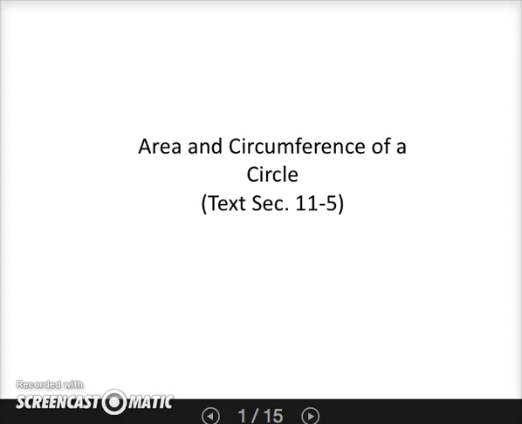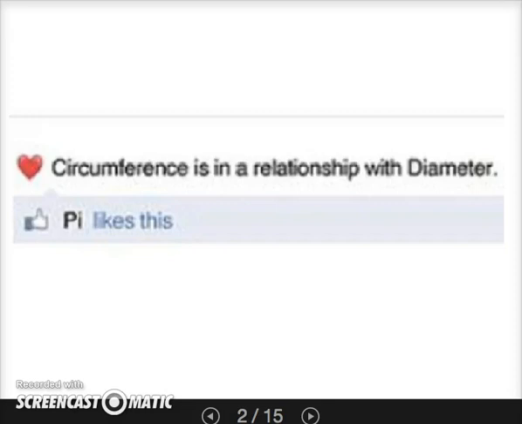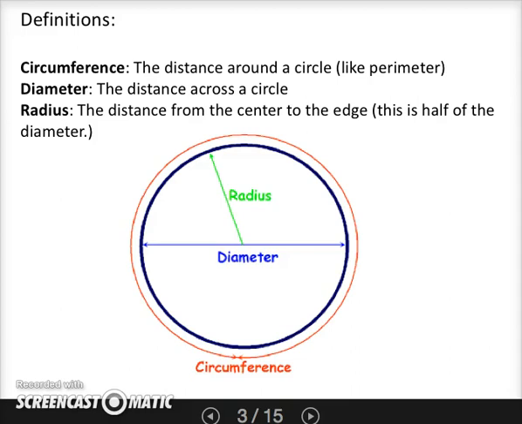This video is about the area and circumference of a circle. It's found in your text in section 11-5. First, let's go through some definitions.